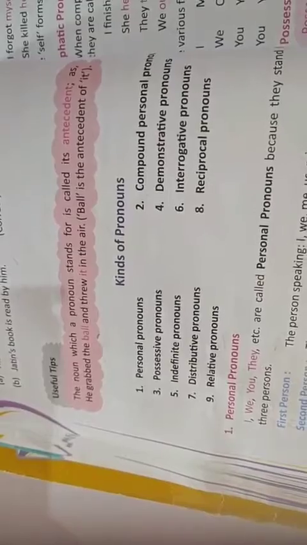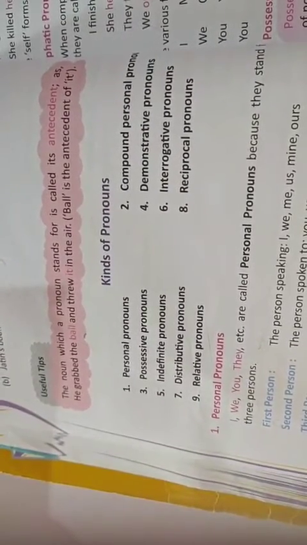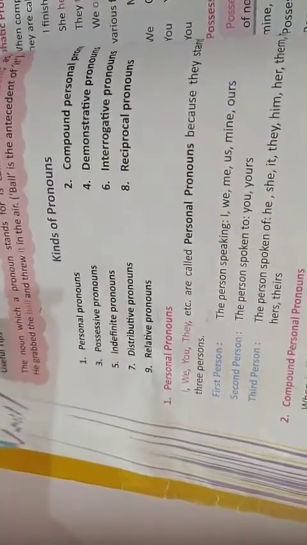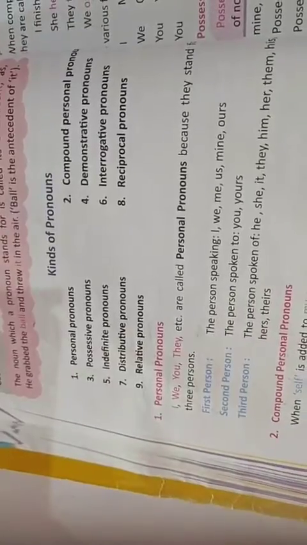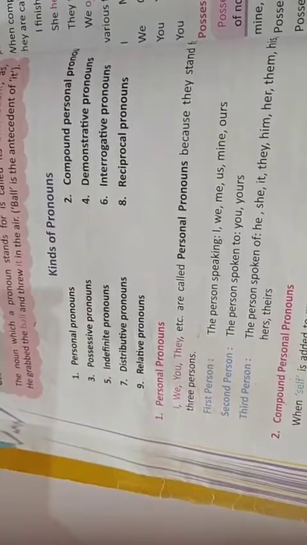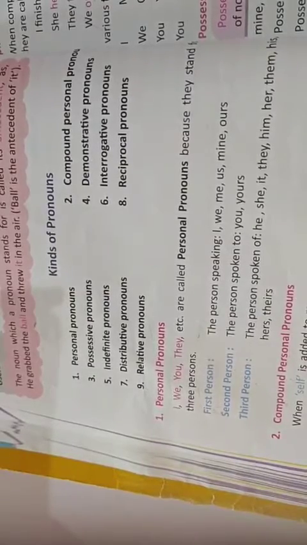Now let's begin with kinds of pronouns. So we have personal pronouns. The very first kind is personal pronoun. Now here children, we have first person, second person and third person. I'll tell you what is first person, second person and third person. So like I, we, you, they, these are all called personal pronouns because they stand for three persons, that is first, second and third. Now first of all, I'll tell you about first person.